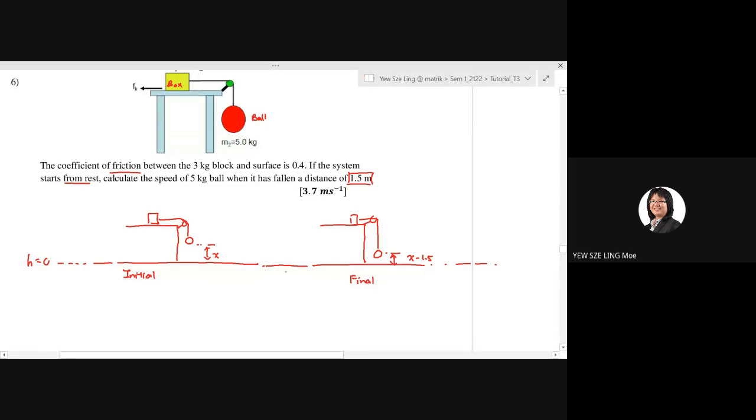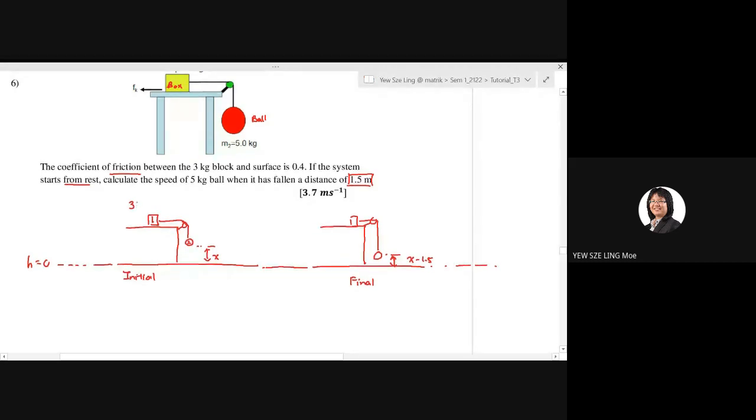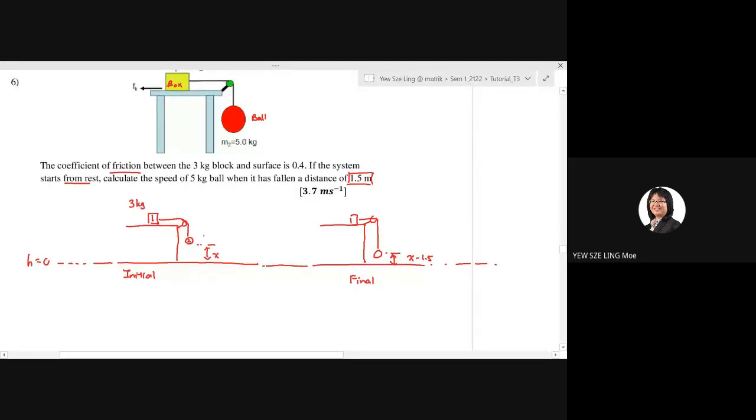Based on my sketch, what am I going to do next? Now I have two objects. Rather than call them box and ball, I'm going to change the names to number 1 and number 2: object 1 is the box, object 2 is the ball, to make it easier in our calculations. Now we extract the information. The block is 3 kg, and the ball is 5 kg.